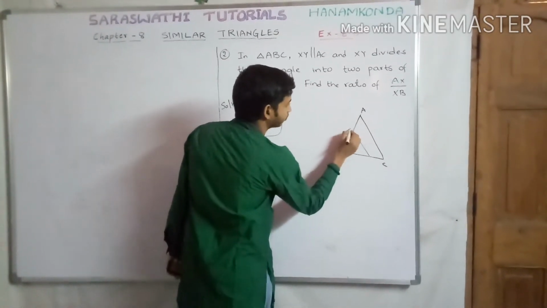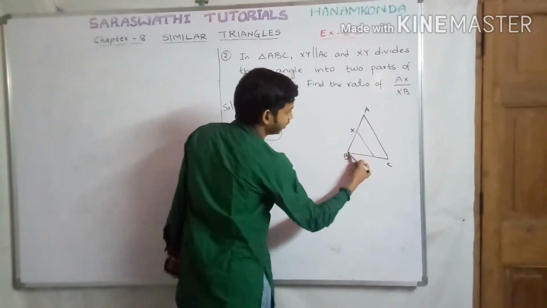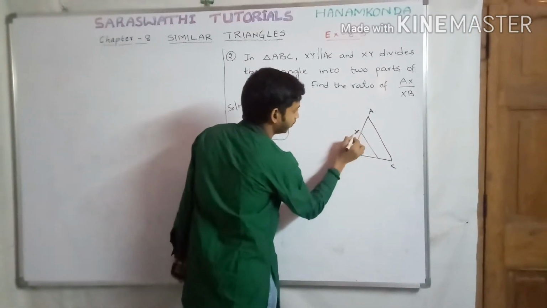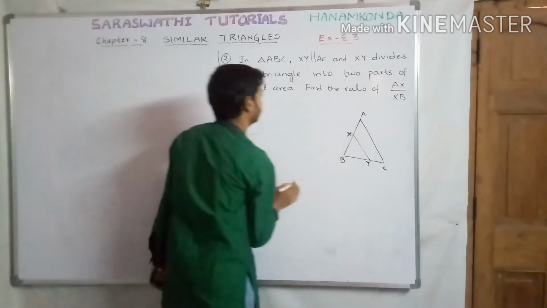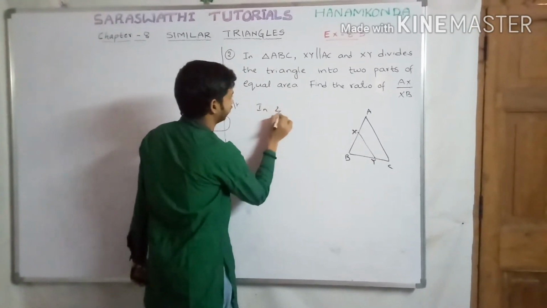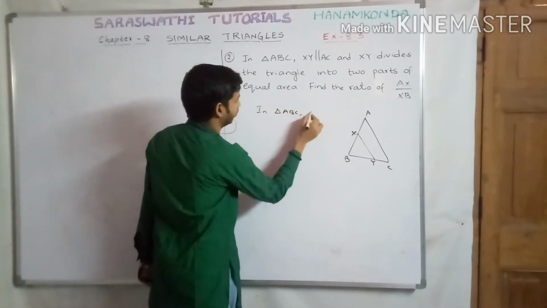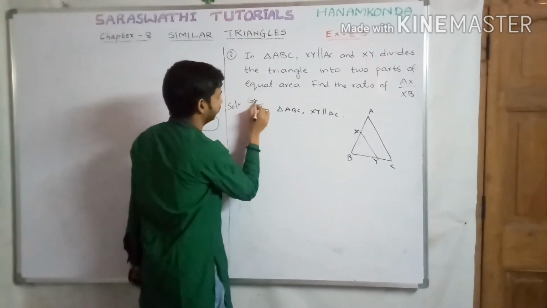That means X must be on the side AB. So we have to find AX by XB. That means we have to mention this point as X, and this point Y we are taking. In the question, it is given that in triangle ABC, XY is parallel to AC.